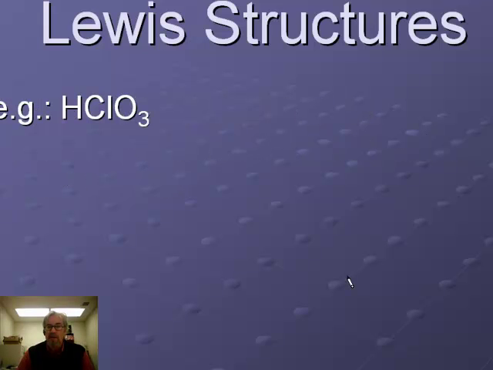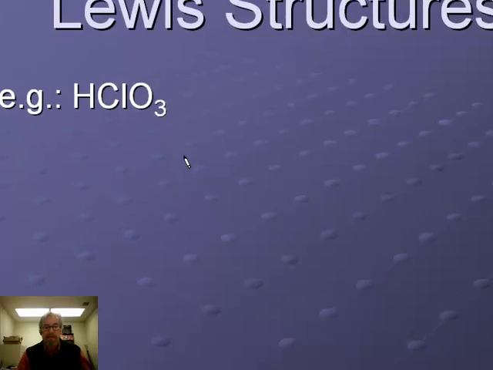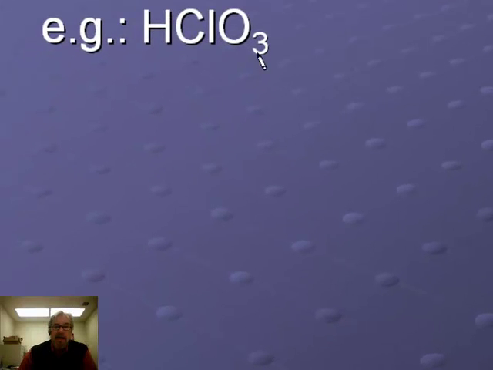Let's do some examples. HClO3. We'll make our count. You don't actually have to draw the dot notations. You just look at the columns. So column 1, there's 1 electron. Column 7 gives me 7 electrons. Column 6 is where oxygen is. That's 6 electrons, but there's 3 of them. So 6 times 3 is 18. So this is going to give me a total of 26 electrons in my structure.